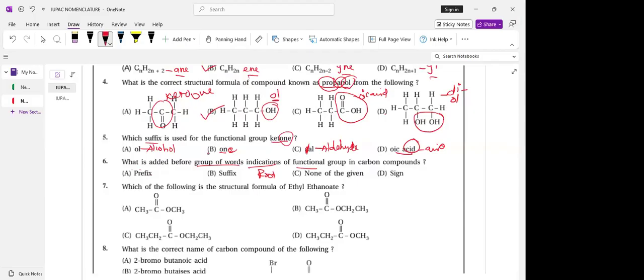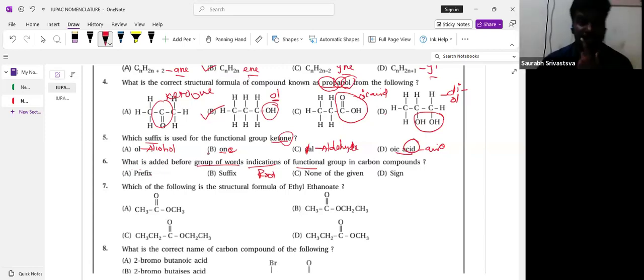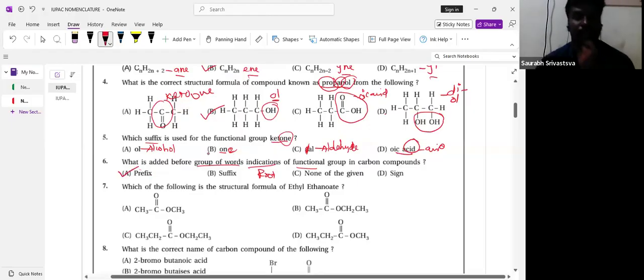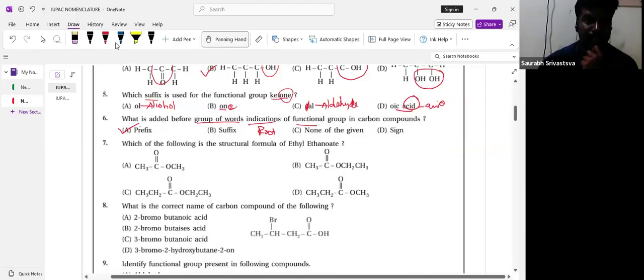After the root word? Cyclic and substitution? It is not cyclic, no. Here, the option is not there in the form of a cycle. So we have to go for prefix. Okay, so prefix we need to select. Clear? Before the root word, we are adding prefix only, no.